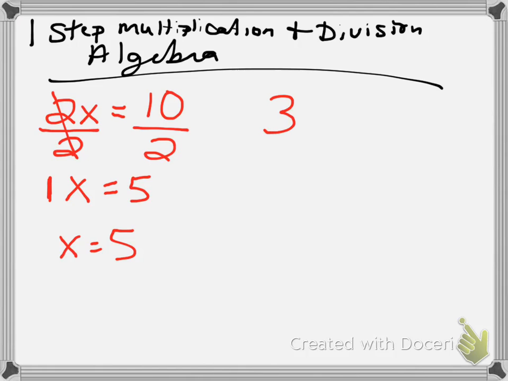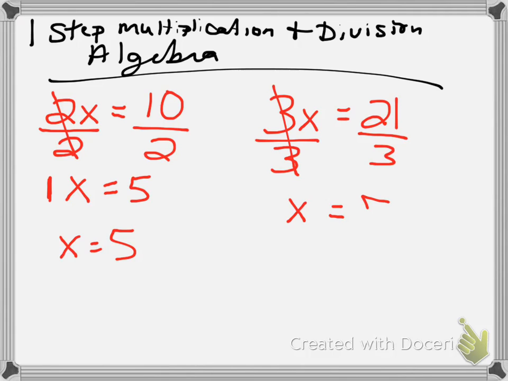Our next problem would be 3x equals 21. So this is multiplication again. Opposite of multiplication is division. So I'm going to divide this side by 3, and I'm going to divide the other side by 3. The 3's cancel. I'm left with x equals 7.